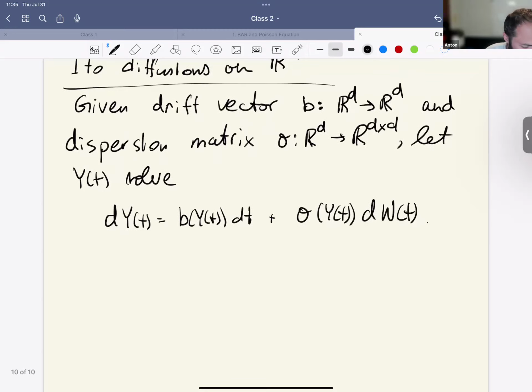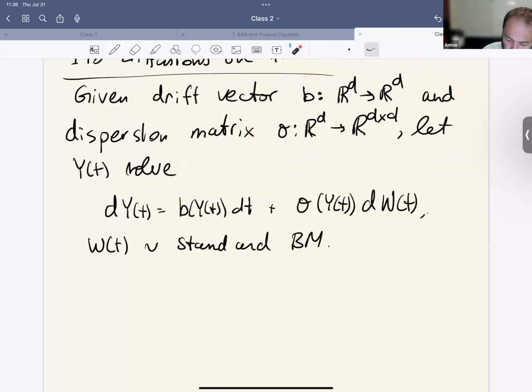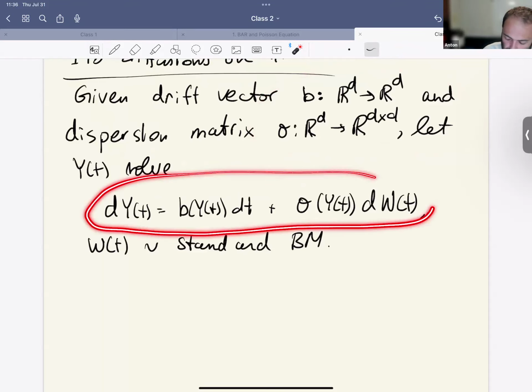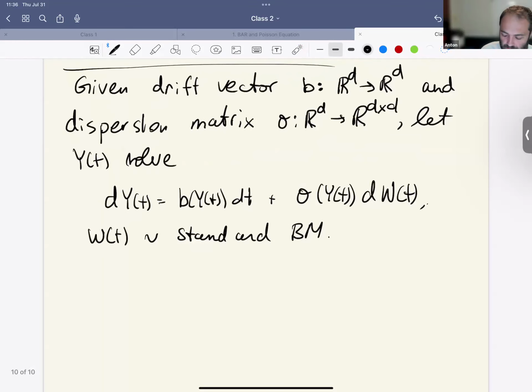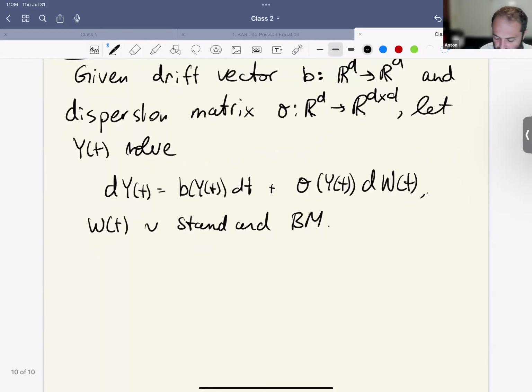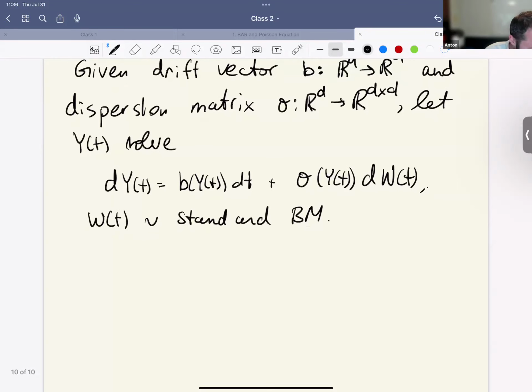Okay, now I kind of said this in last class that under some assumptions on sigma and b, the diffusion satisfies Ito's lemma. Is there a clean assumption or a clean class of diffusions which are going to satisfy what we need? And the answer is yes.